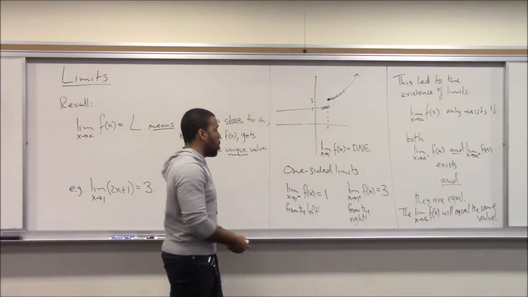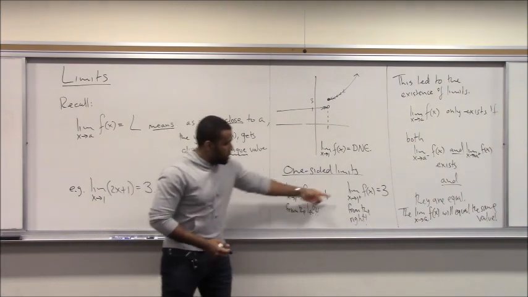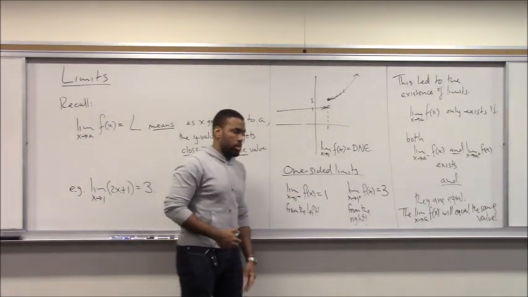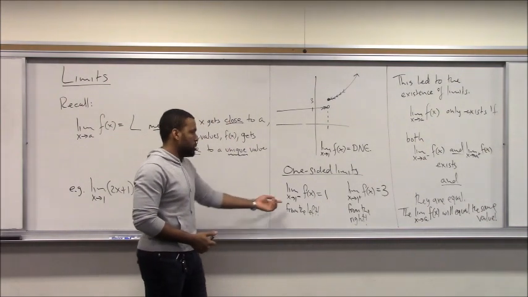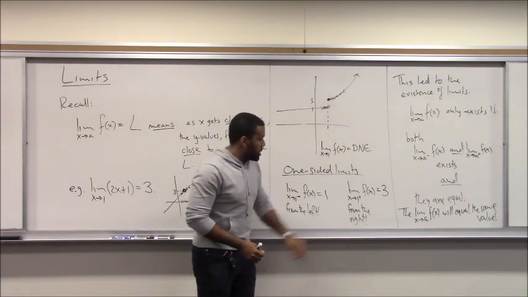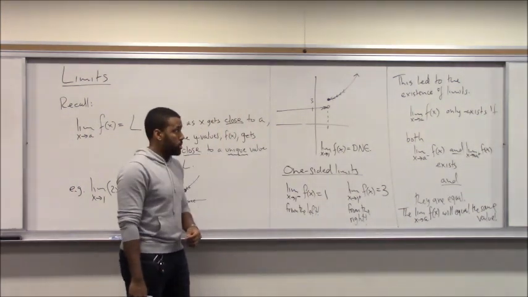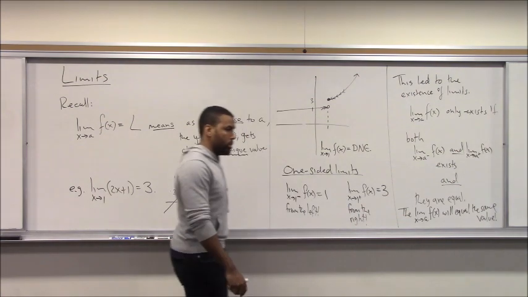We can talk about one side at a time, and those individually can exist. They might also not exist. Maybe we might do some examples of that. I think those rarely come up though, but it's possible for even the one-sided ones not to exist. But provided these two exist, they must give you the same value in order for the overall one to exist. And that is summarized by this idea here.